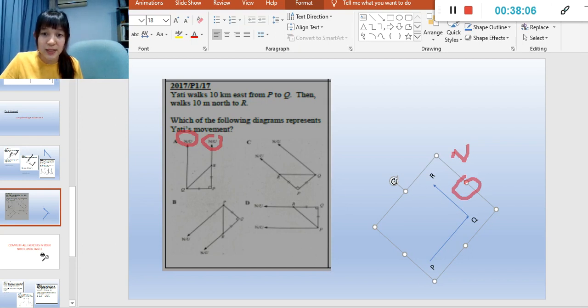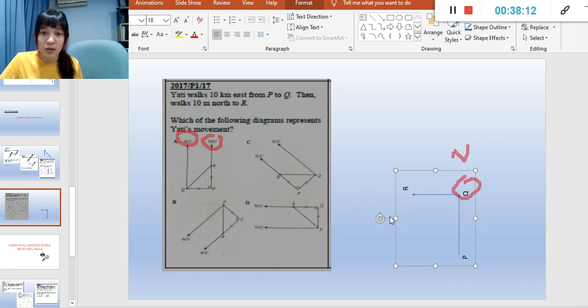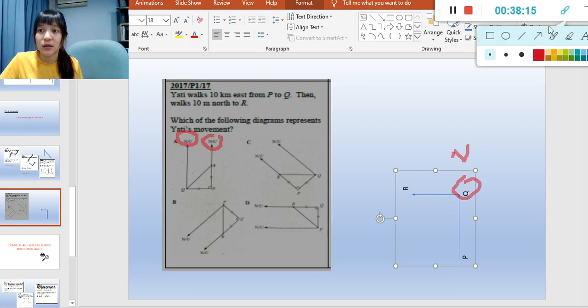Then we try D. D pointing north. R, Q, P. R, Q, P. So this is the correct answer. D is the correct answer.